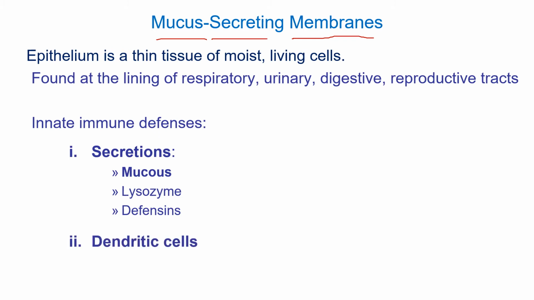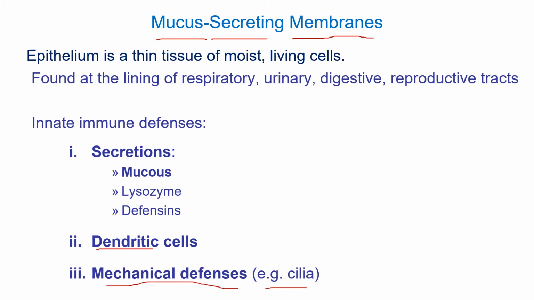They also have these things here called dendritic cells that are just beneath their surface. We'll talk about those in a moment as well. And some of these have mechanical defenses, so we're going to talk about these cilia.